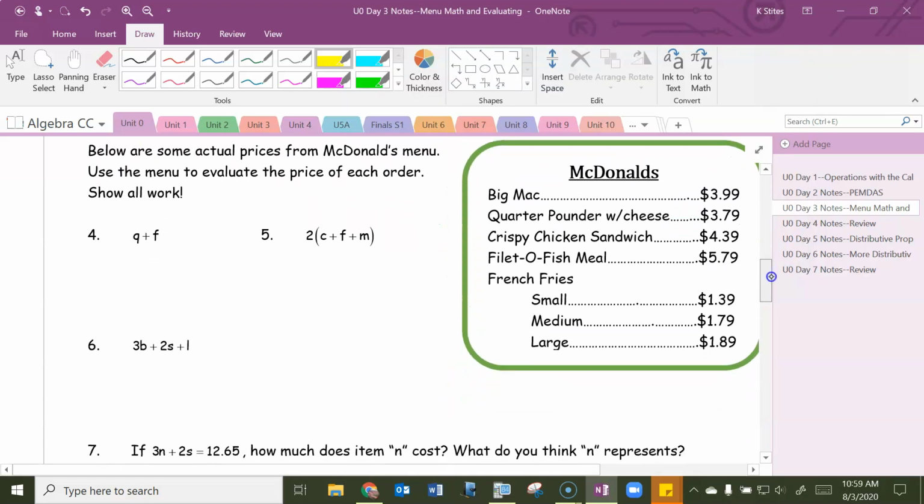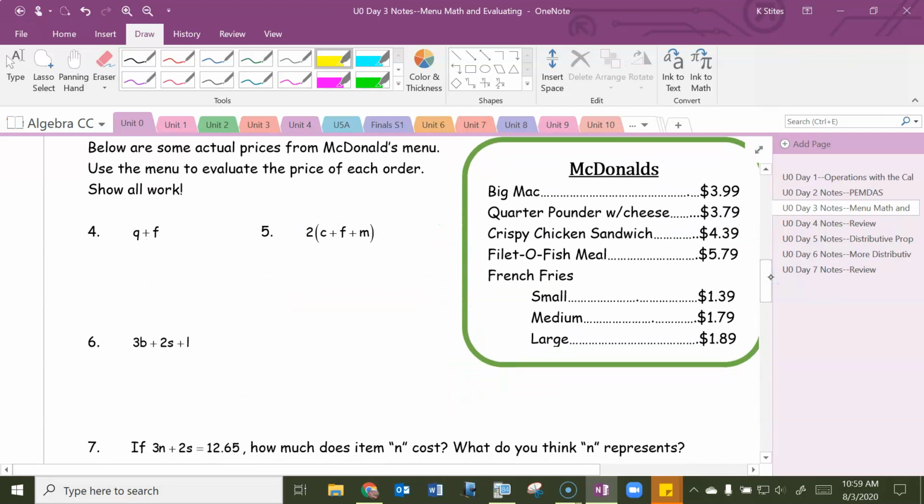All right, so now we're going to transition to some McDonald's. We have a Big Mac, quarter pounder, crispy chicken sandwich, filet o fish meal, and then some different sizes of French fries. First, we want Q plus F. Well, Q is pretty obvious, right? Q has to be the quarter pounder.